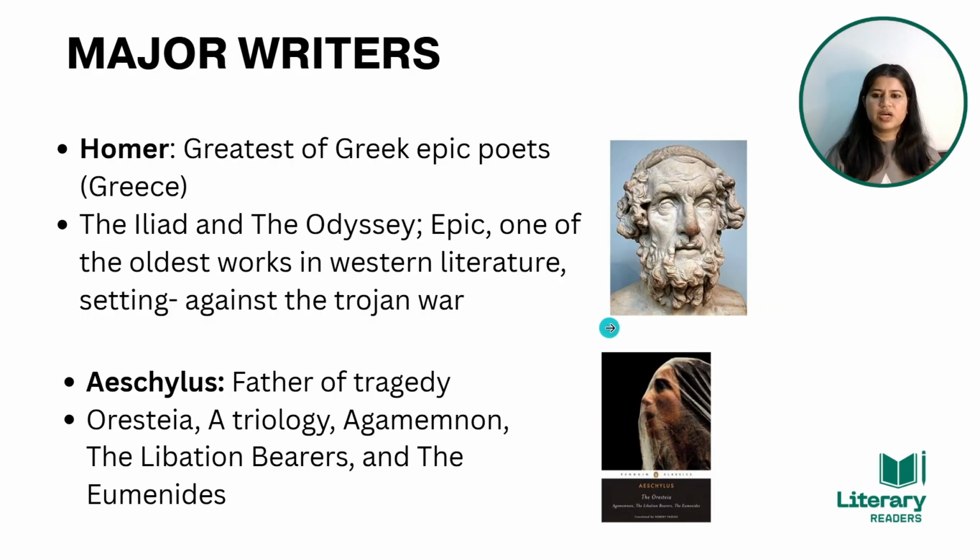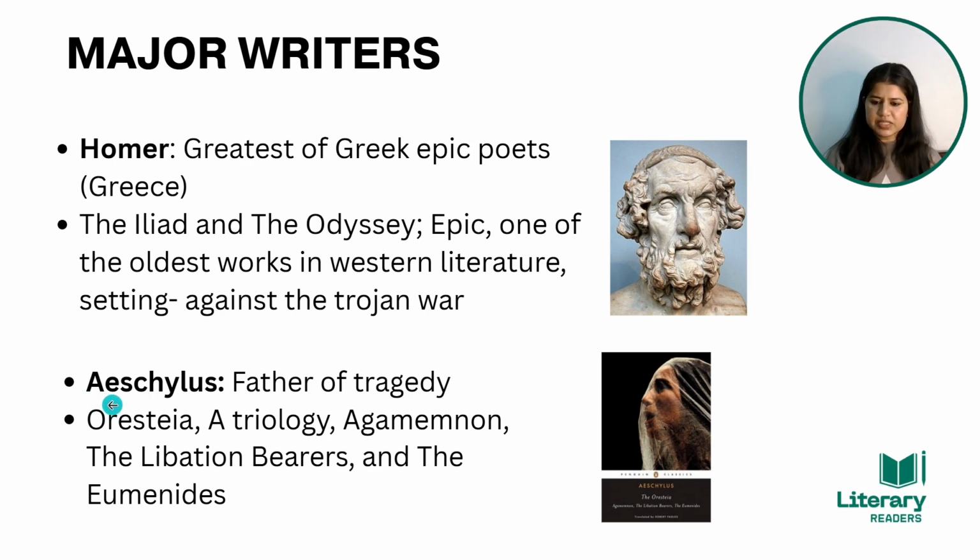Okay, so now let us talk about the major writers of this period. At first we have Homer, who is known as the greatest of Greek epic poets. Homer was from Greece and he wrote The Iliad and the Odyssey, which is an epic poetry, and this work is considered as one of the oldest works in Western literature. In this work, we have a Greek hero called Achilles, and this work is set against the Trojan War. And one more thing is that Iliad is a separate work and Odyssey is a separate work. The Odyssey is a sequel to the work The Iliad.